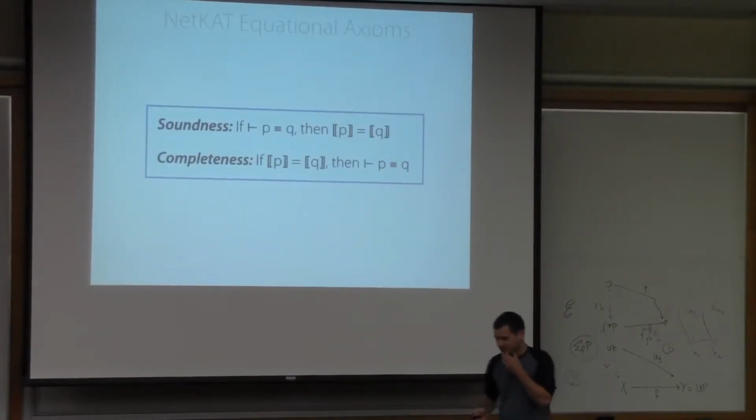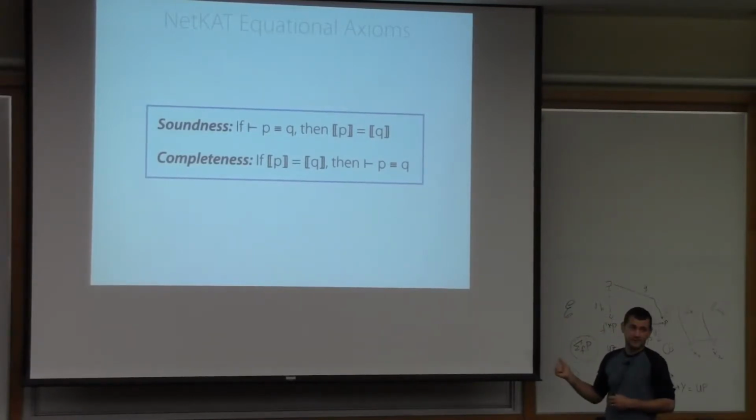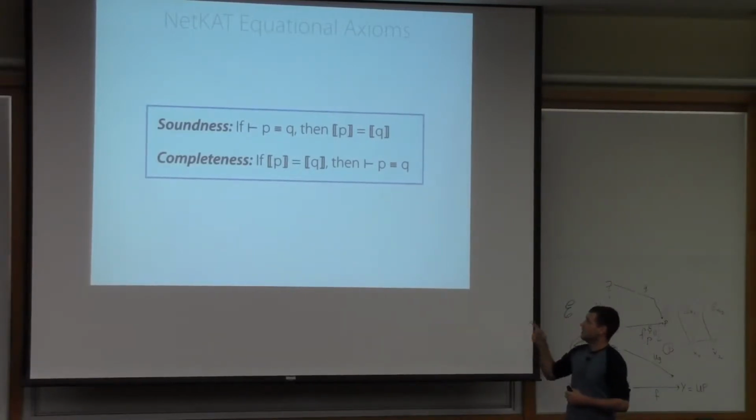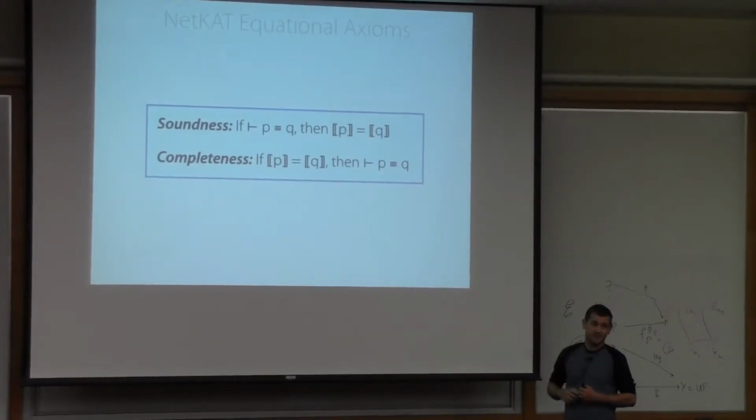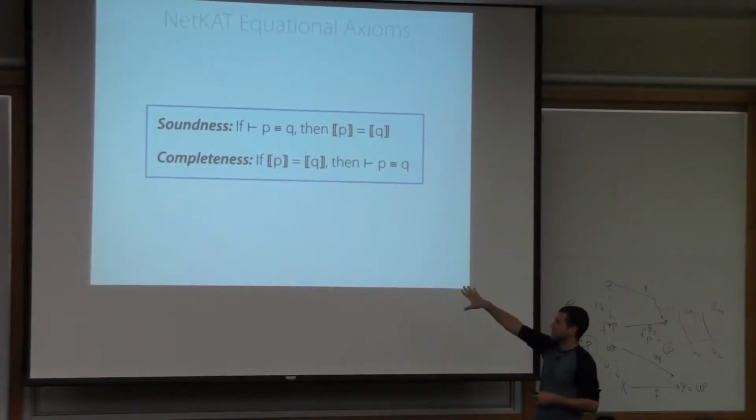The neat thing about this system is that it has the two properties that you want of any proof system, but which are, of course, very rare, which is that they're both sound and complete. So soundness just means whenever we can prove that some NetKAT term P is equivalent to some NetKAT term Q using those axioms, then actually in the denotational semantics, they're actually equal.